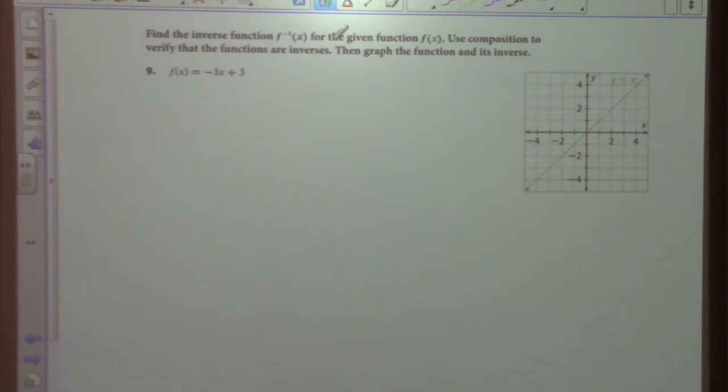For the inverse function of x for the given function f of x, use composition to verify that the functions are inverses. Now, composition is one thing that we didn't learn this year, and it seems strange that the book would ask us to do something it hasn't taught us how to do yet. Okay, so we might set this aside, but definitely the pre-calculus people are doing that this year.